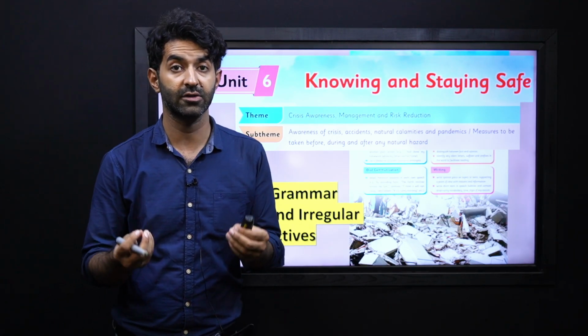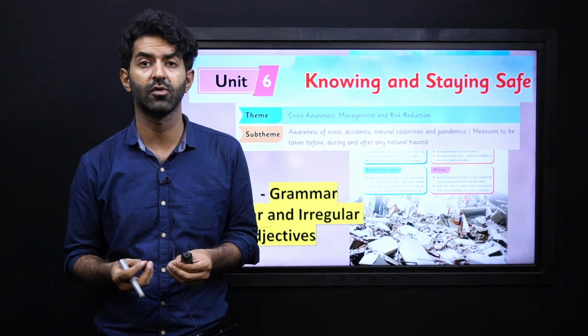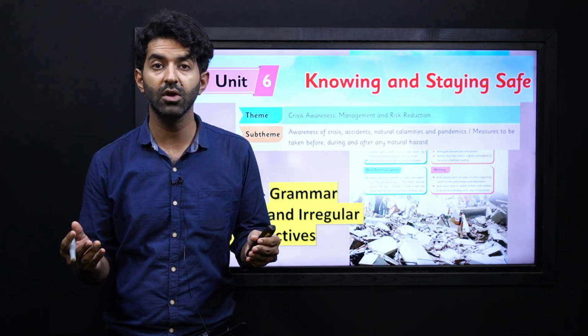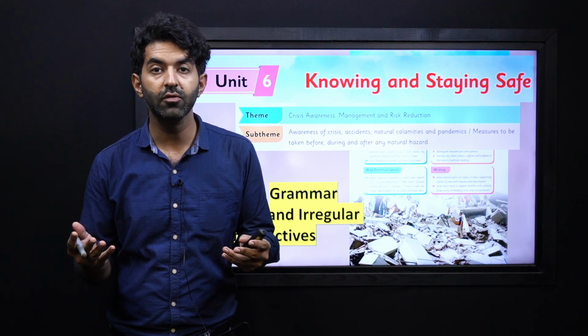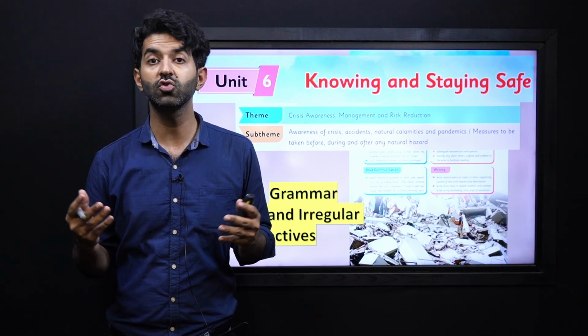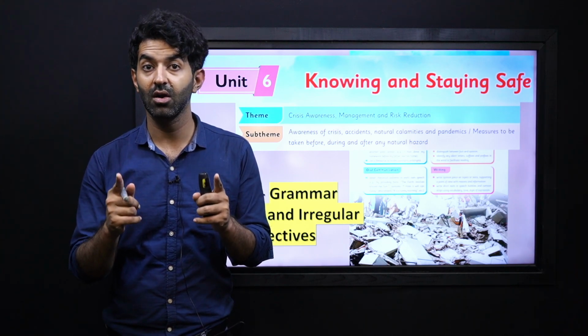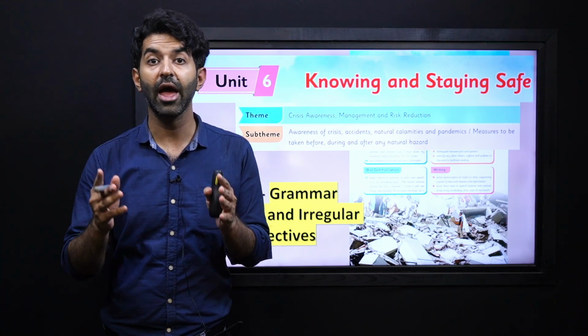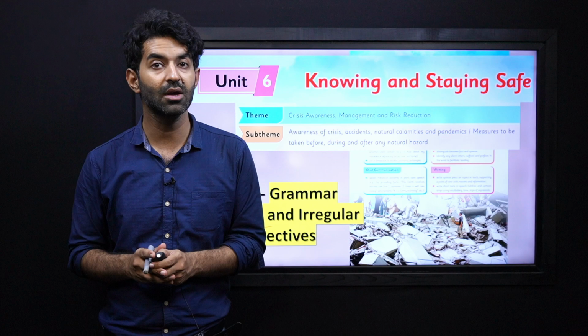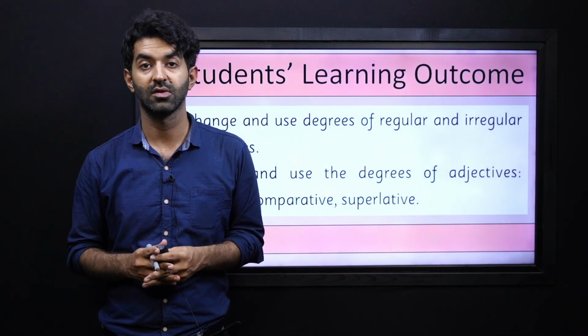We know that adjective is a part of speech and it has different degrees: positive degree or assertive, you can call it, comparative degree and superlative degree. But there's a catch. Yes, there are regular adjectives and irregular adjectives. Let's see about that and let's learn something new today.